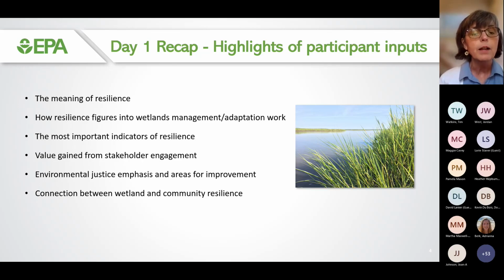We talked about and discussed important indicators of resilience, value gained from stakeholder engagement, and we just touched on environmental justice and areas for improvement. And we hope to talk more about that today. And finally, with the audience, we discussed the connection between wetland and community resilience. And these are all topics that we'll revisit today during the workshop.